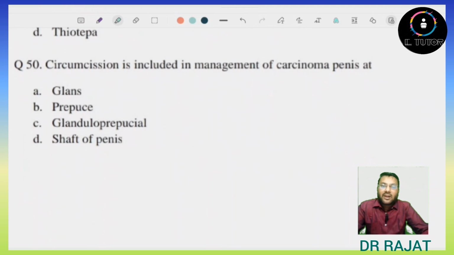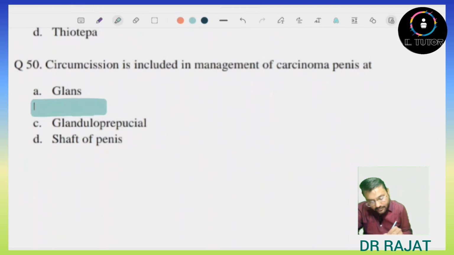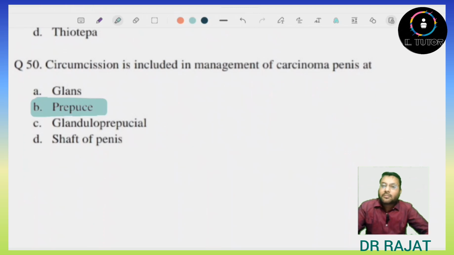Circumcision is included in management of carcinoma penis. So this is again a direct question. Circumcision is done when the carcinoma is present in prepuce. So answer here will be option number C. When carcinoma is present in prepuce, then we will go for the circumcision.